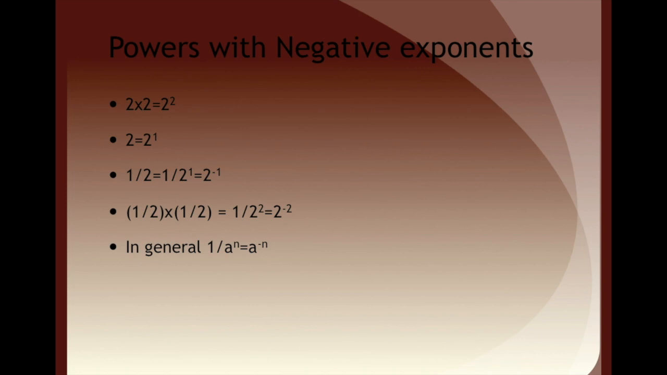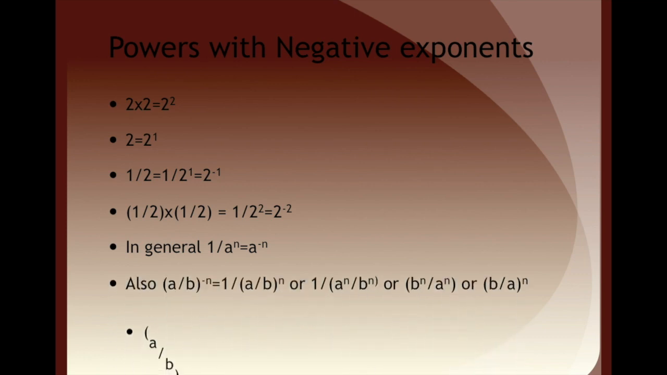Or in general we can say that if a number is in the denominator and has power n, when it comes to the numerator, its power becomes minus n, or the power becomes negative. Or in other words, if there is a rational number a by b with power minus n, then it can be represented as the rational number b by a raised to power n.